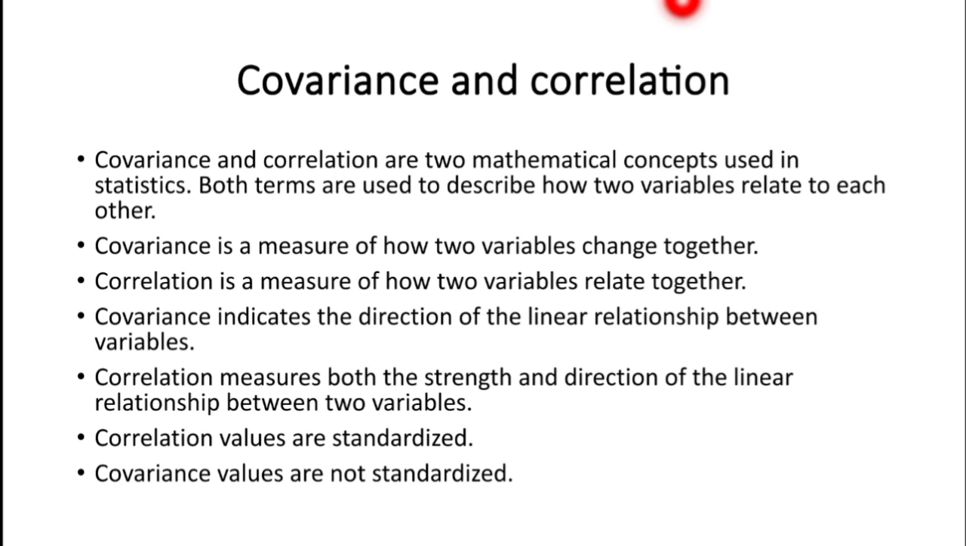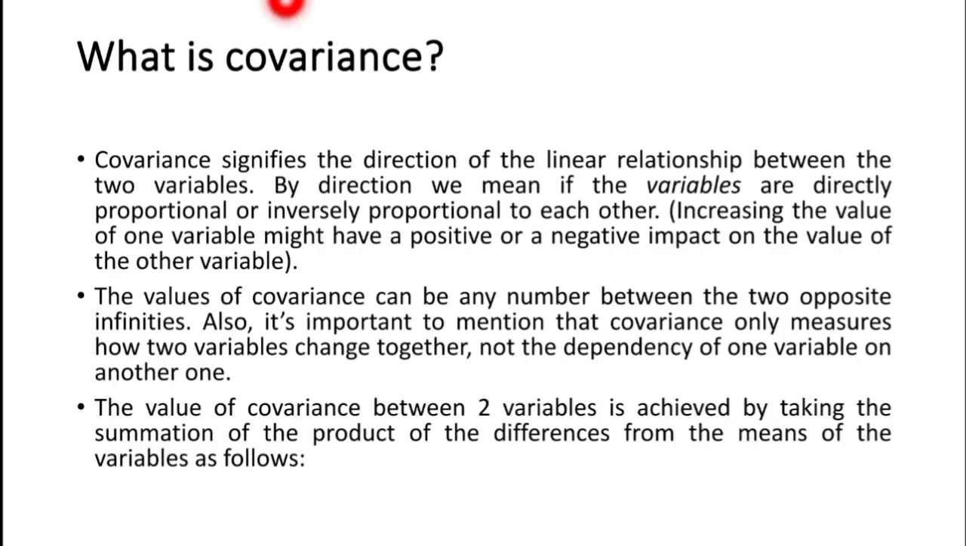If I explain with an example, you can easily understand the concept, right? Now, I already told you, covariance signifies the direction of the linear relationship between the two variables, right? By direction, we mean whether the variables are directly proportional or inversely proportional to each other. If you consider any two variables, covariance tells either they are directly proportional to each other or inversely proportional to each other.